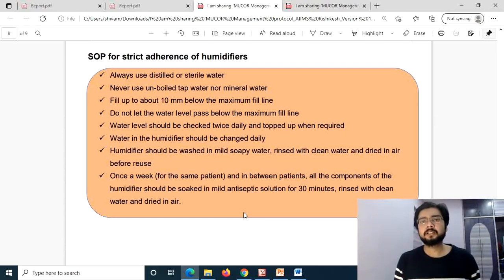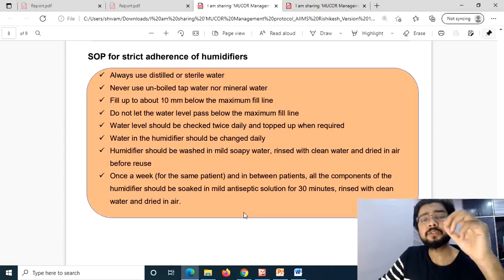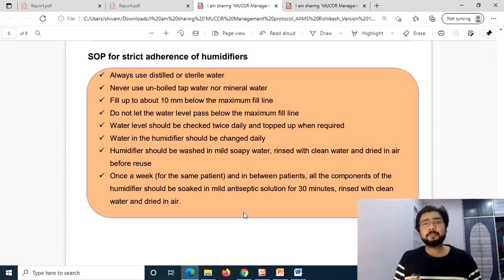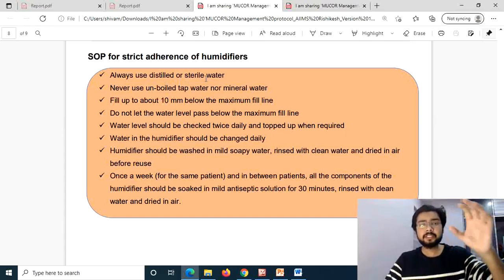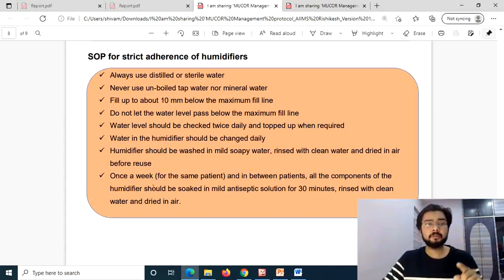तो इसका क्या कारण है? So one of the reasons that people are speculating is use of industrial oxygen or not proper cleaning of the humidifier. So what you should do, always use distilled or sterile water. So this is one question you can expect from this table also. So use of distilled or sterile water, never use unboiled tap water or mineral water.